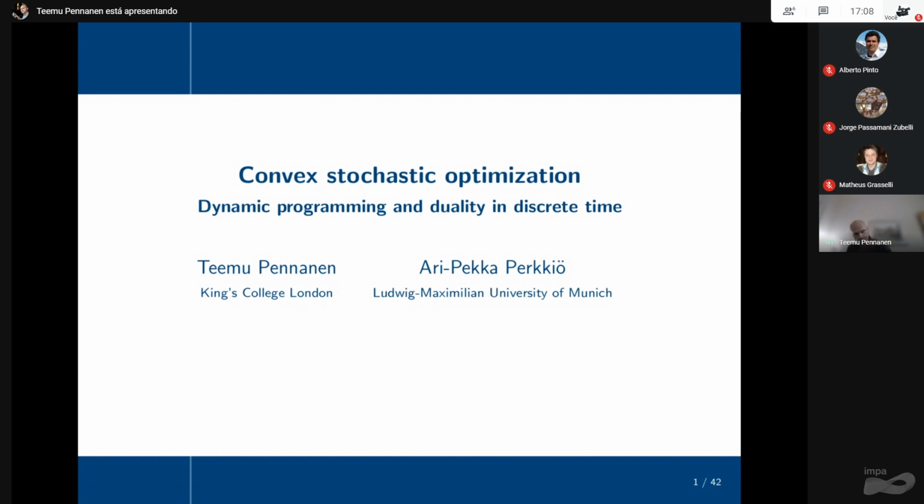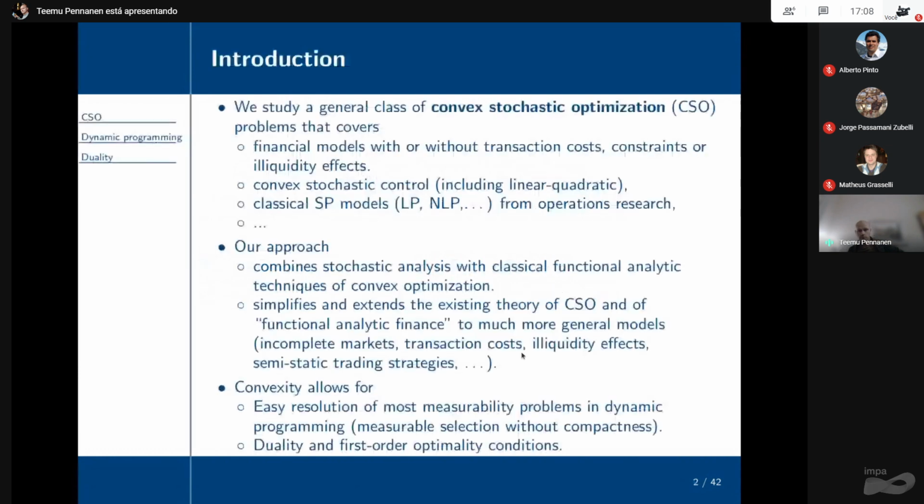So the talk, I'm giving a talk. It's going to be very superficial in many aspects. I'm going to talk about this book project that I have with Ari-Pekka Perkkiö. We've been working on this for more than 10 years now. We published several papers on the topic. And I'll try to give a quick overview of what we plan to include in the book.